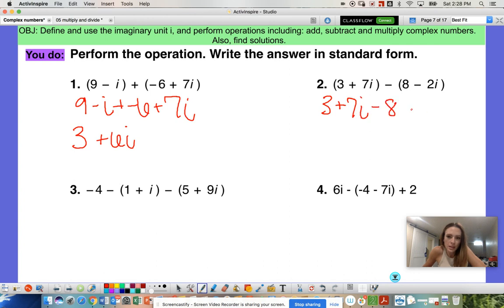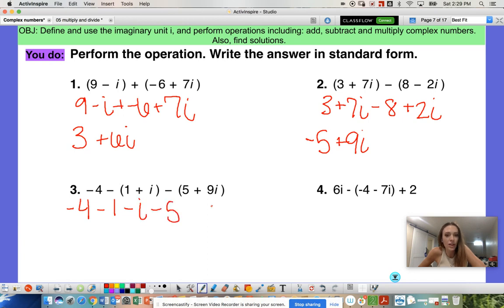So again, minus, and then minus a negative is plus. So here we'll have 3 minus 8 is negative 5, and then 7 plus 2 is 9i. Okay, this one here, minus 1 minus i minus 5 minus 9i, right? Distribute, and then this, the ones. So negative 4 minus 1 is negative 5. So we've got negative 5 there, and then let's take care of that guy too. So we'll have negative 10, and then we'll have negative 10i as well.